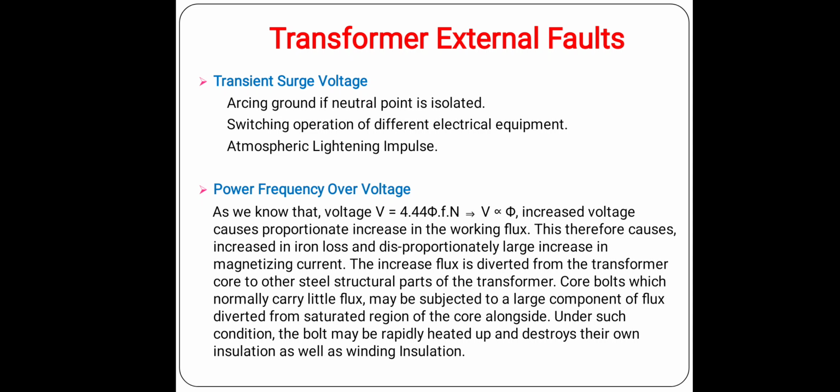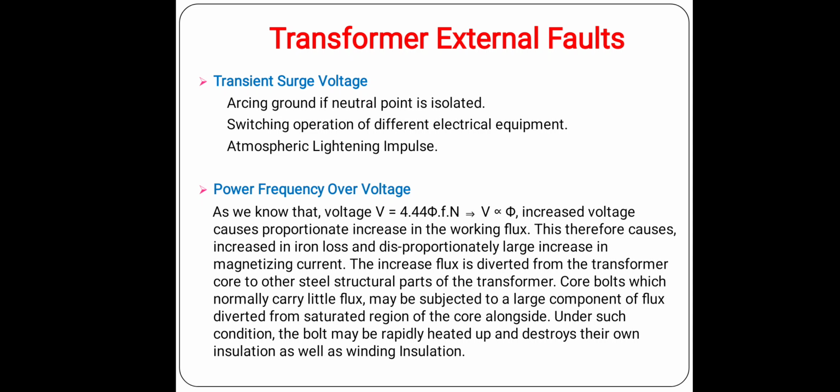Now next one is power frequency over voltage. The reason is that we know the EMF equation of transformer: the induced EMF, represented by voltage V, equals 4.44 f N. That means voltage is directly proportional to the working flux. So an increased voltage causes a proportional increase in the working flux, which therefore causes an increase in iron loss and a disproportionately large increase in magnetizing current.